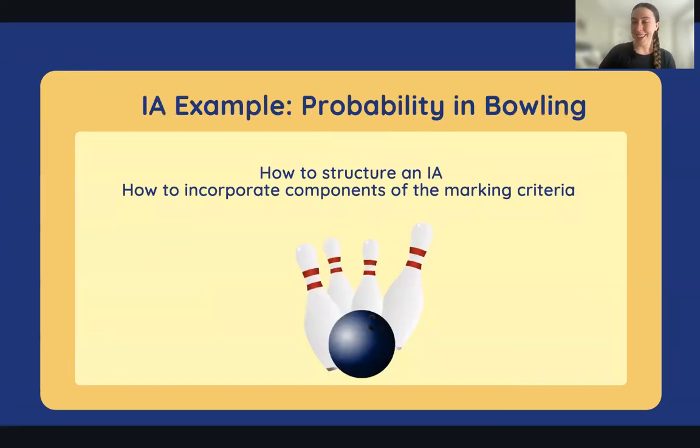So that is the end of the little explanation of how I went about everything. Now this is the final section where I'm going to be going through my IA, which I've annotated in terms of the marking criteria. Hopefully, like I've said here, it will give you an idea of how to structure an IA and also how to incorporate the components of the marking criteria into an IA. So let's do that.